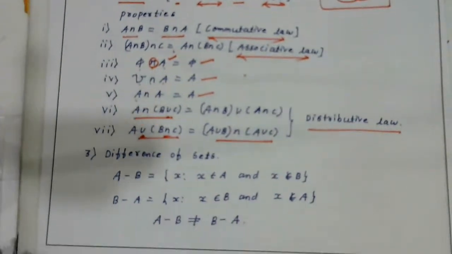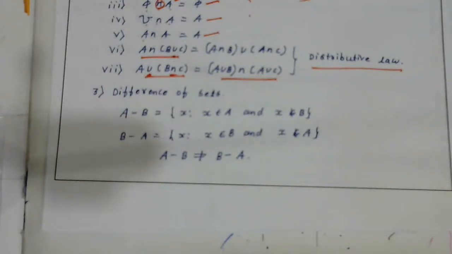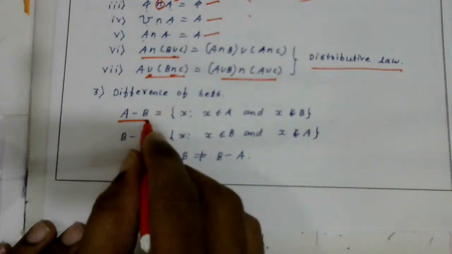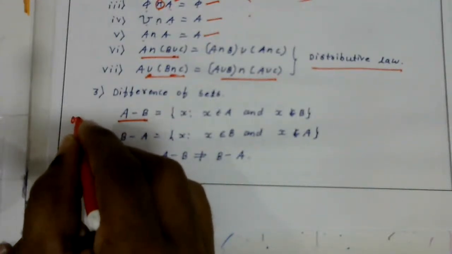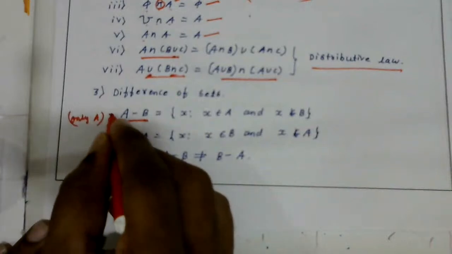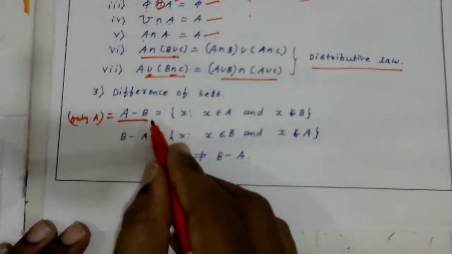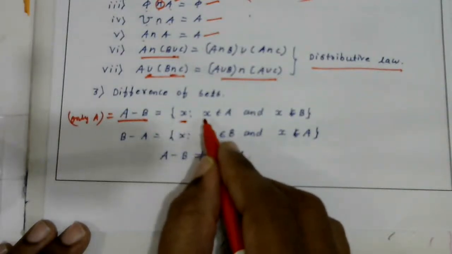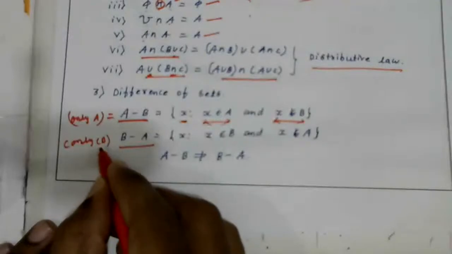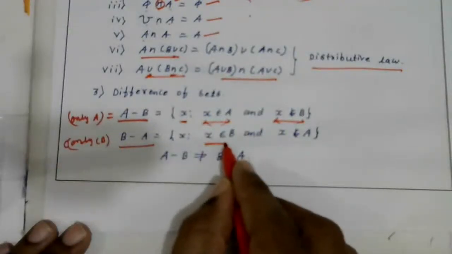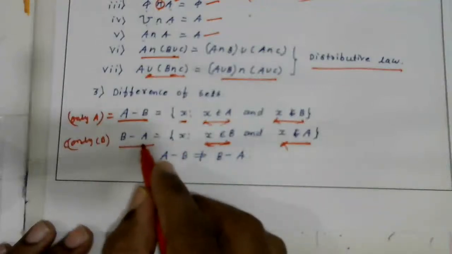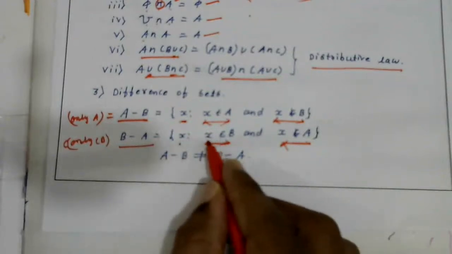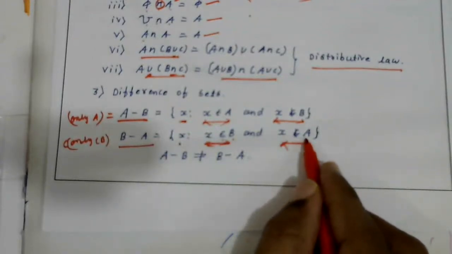And one more operation, that is the difference of sets. If A and B are any two sets, what is the difference A minus B? A minus B I can also write as only A. So A minus B is also a set consisting of elements x. What type of x is it? x belongs to A but not to B. Similarly, B minus A is also a set consisting of elements x such that x belongs to B and x does not belong to A.